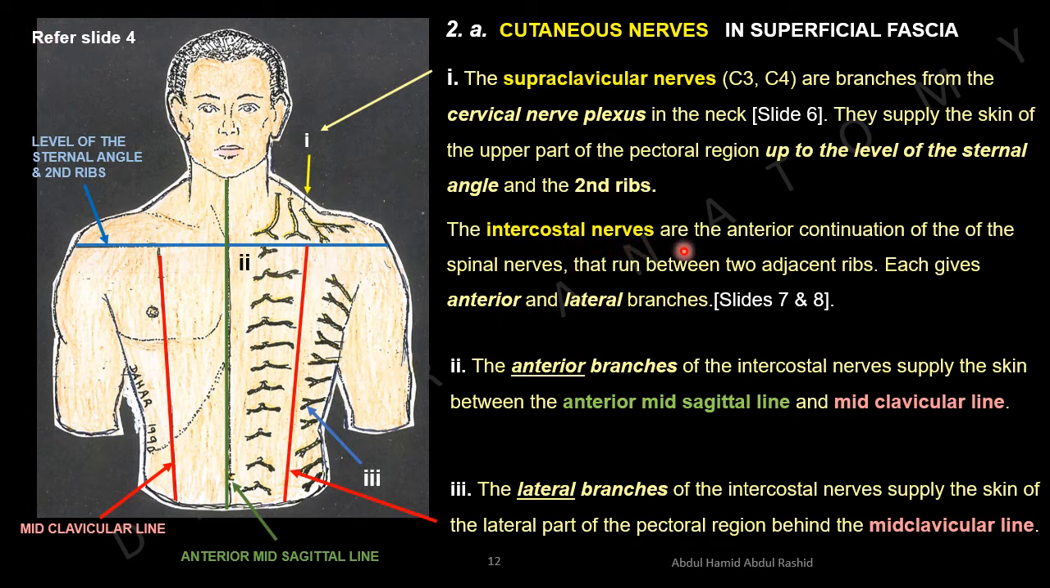The intercostal nerves are the anterior continuation of the spinal nerves that run between two adjacent ribs. Each spinal nerve gives anterior and lateral branches. You can refer to slides 7 and 8. Small 2. The anterior branches of the intercostal nerves supply the skin between the anterior mid-sagittal line and mid-clavicular line. These are the anterior branches from the spinal nerve that supply this area. Number 3, the lateral branches of the intercostal nerves supply this area that is lateral, posterior to the mid-clavicular line.